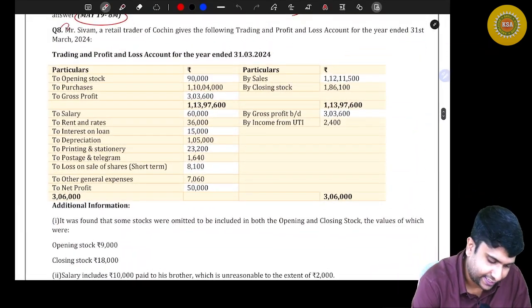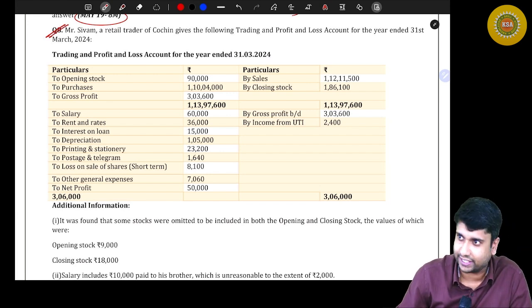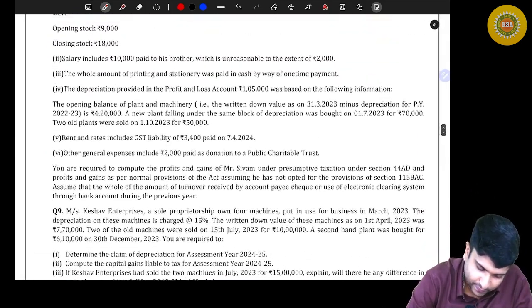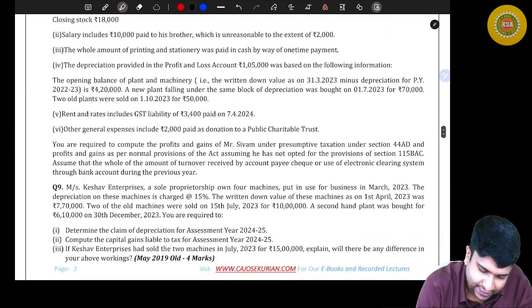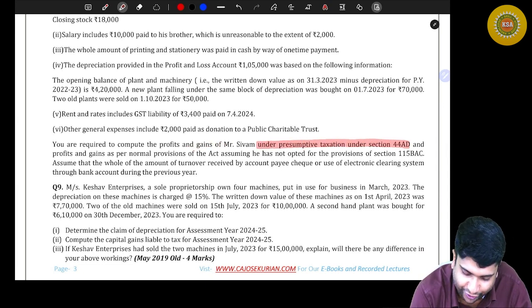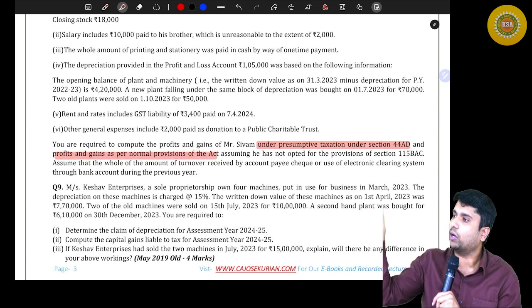And question number 8. It's a fantastic question. Go through that question and give me the answer. I cannot display that question in one page because it is actually a lengthy question, okay? In that question, listen friends, they are asking you to compute the profits and gains of Mr. Shivam under presumptive taxation under 44AD and profits and gains as per normal provisions of the Act. You compute profits and gains as per the normal provisions.